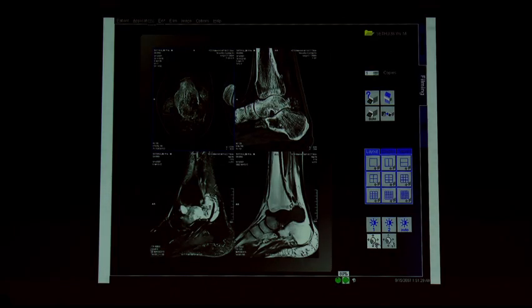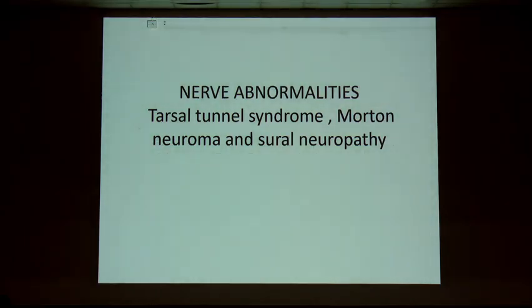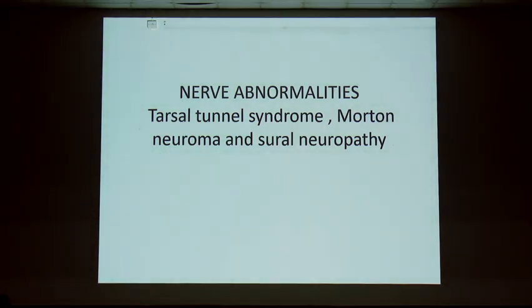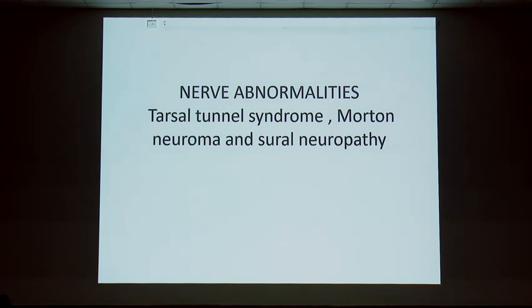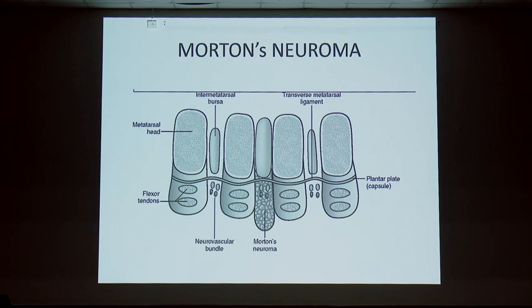Sometimes neoplasms can occur. This is a case of osteosarcoma originating from the talus, projecting posteriorly, compressing over the FHL, producing posterior impingement syndrome. Last area, neural abnormalities, especially tarsal tunnel syndrome, Morton's neuroma, sural neuropathy, Baxter's neuropathy. These are the four conditions we should carefully remember whenever we report.